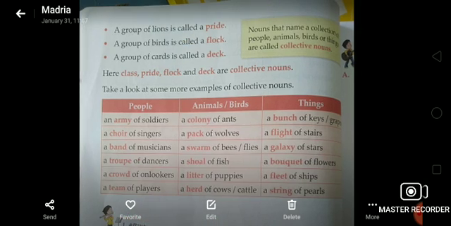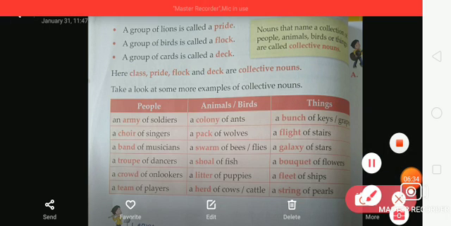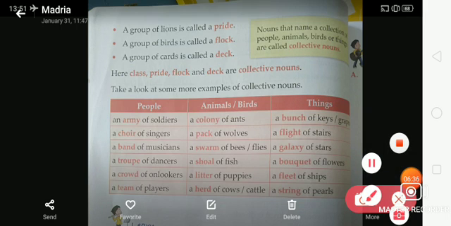What is a collective noun? So student, we will say that nouns that name a collection of people, animals, birds or things are called collective nouns. Okay, it is very important. You must note down this given definition about collective nouns. First of all, you will learn about common noun, after that proper noun, and the third form is collective nouns. Okay, so here we are going to take a look at some more examples of collective nouns.